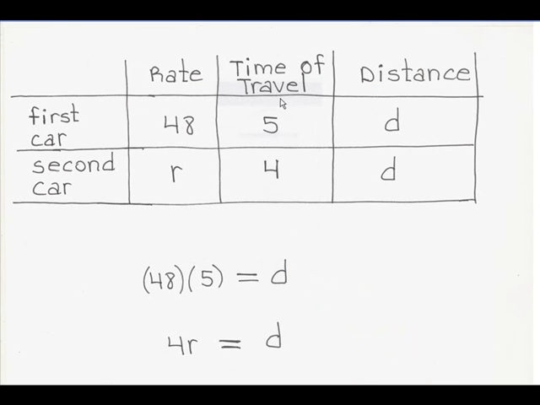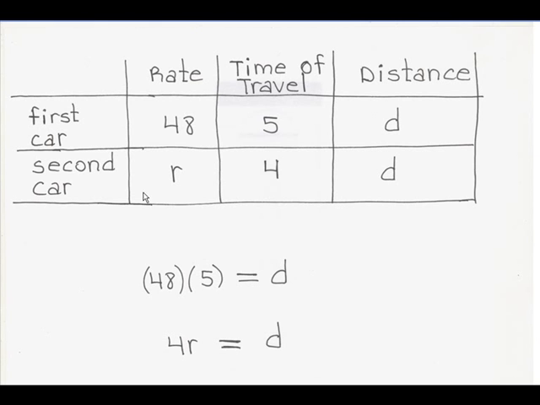Well, now as you see here, we have set up a table with the rate, the time of travel, and the distance. For the first car, we were given that its rate of speed was 48 miles per hour. And we know that it traveled for 5 hours because the second car left at 8 a.m. and we were told that it needed 4 hours to catch up to the first car. Therefore, when it does, the first car traveled 1 hour longer. So we know the time of travel was 5 hours. And the distance traveled is D.